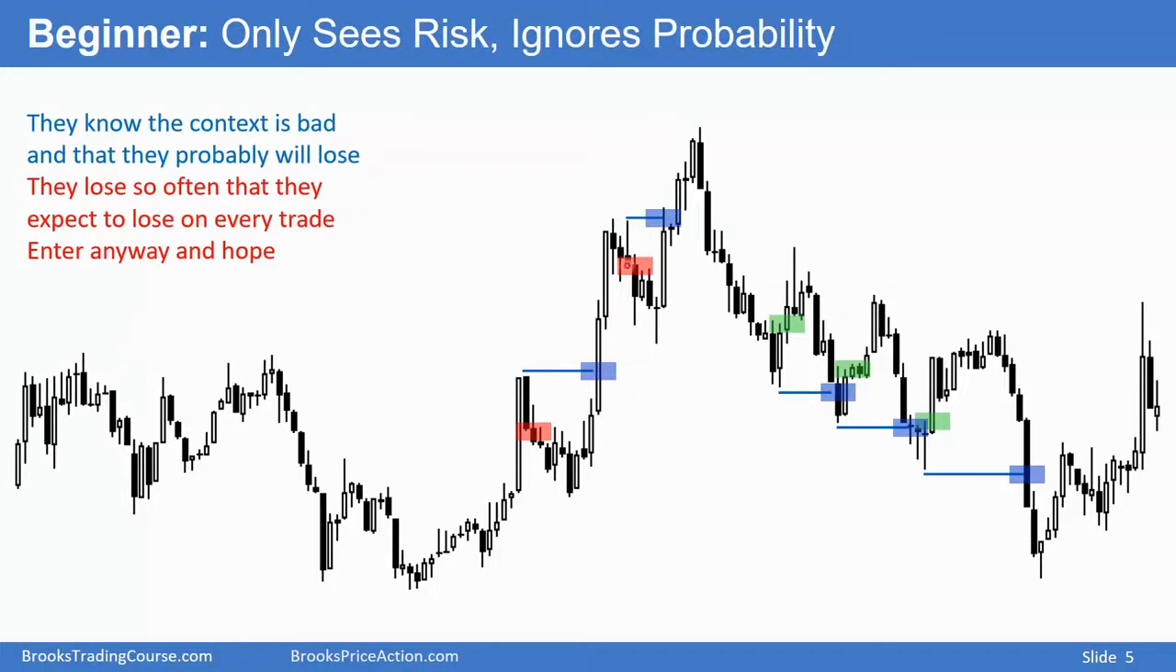The beginner knows this is a bad short. He knows this is a bad buy. He doesn't care. He knows the context is bad, but he's just focusing on one thing, risk. He does not want to risk very much on every trade. At some point, he loses so often that he expects to lose on every trade, yet he feels like he has to trade, because that's what traders do.